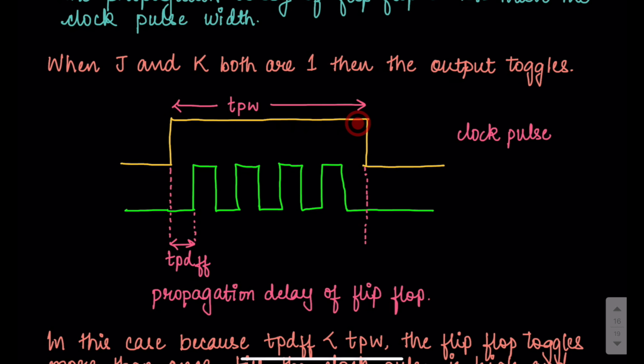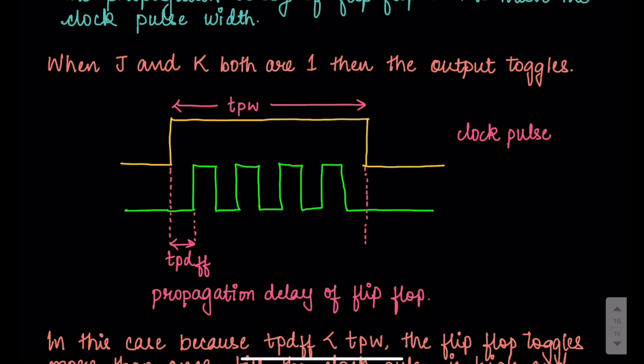This is the width of the clock. This is the duration for which the clock is high, and another pulse is the propagation delay for the flip-flop. This is the amount of time the flip-flop is taking to respond and give the output. So if we assume that this propagation delay is less as compared to the width of the clock pulse, then we do not know how many times the flip-flop will be triggered, because the time the flip-flop takes to give the output is less as compared to the clock pulse width.